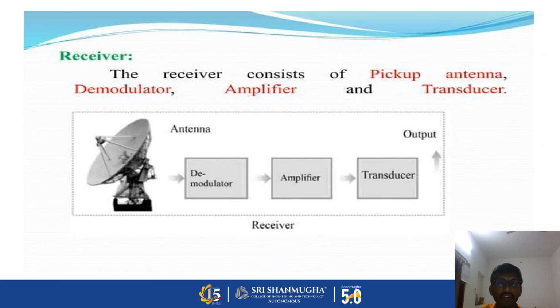Next, receiver. The receiver consists of the pickup antenna, demodulator, amplifier and then transducer. This is the basic block diagram of the receiver. The antenna picks up the signal, which is demodulated, and then the signal passes through the amplifier to amplify it. Finally the amplified signal passes through the transducer. The transducer converts it into the output signal. This is the receiver diagram from the antenna to the output.